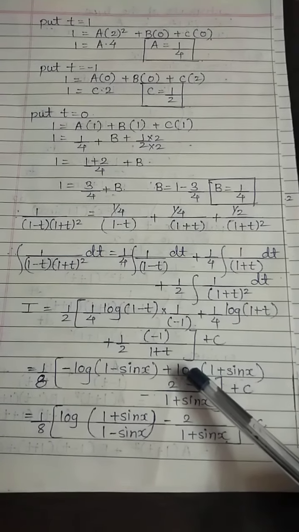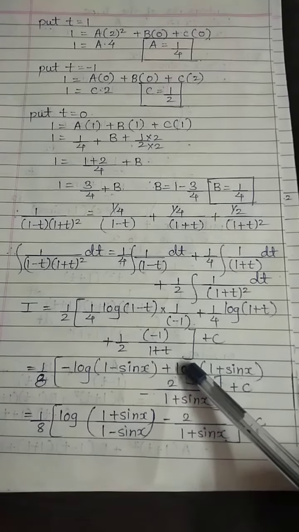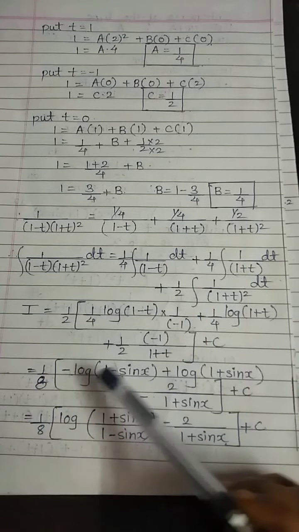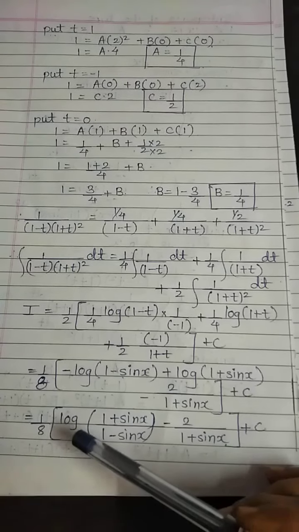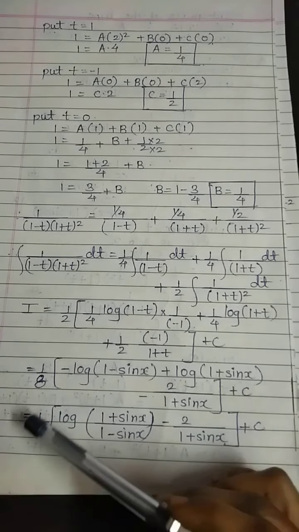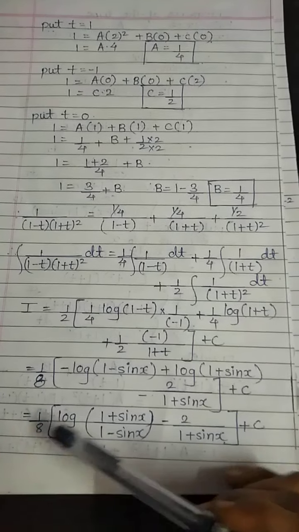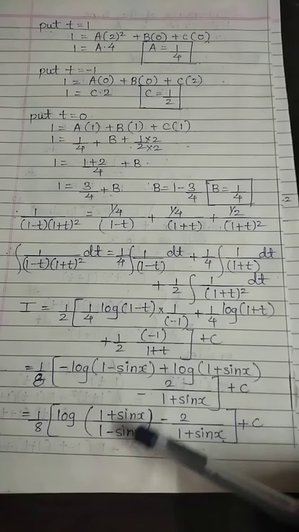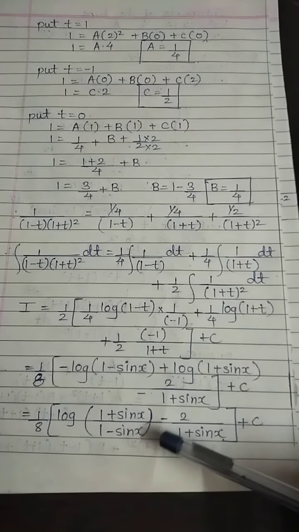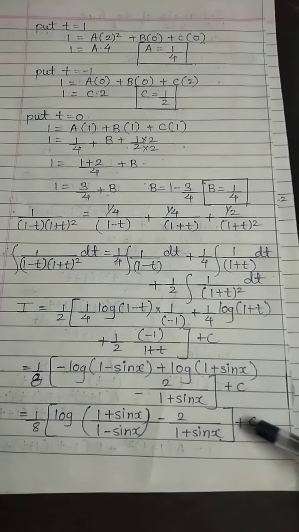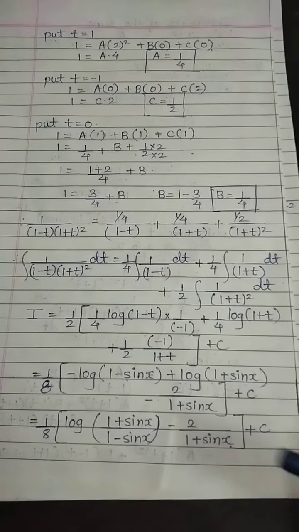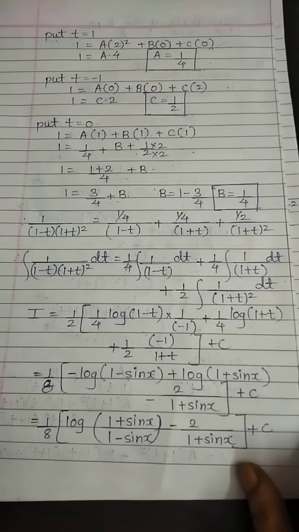But now here this is in the form of log a minus log b. So by using the law of quotient we can write this as log a by b. So 1 by 8 as it is outside, log of (1 plus sin x) upon (1 minus sin x) minus 2 upon 1 plus sin x plus c. This is the answer for the given integral.